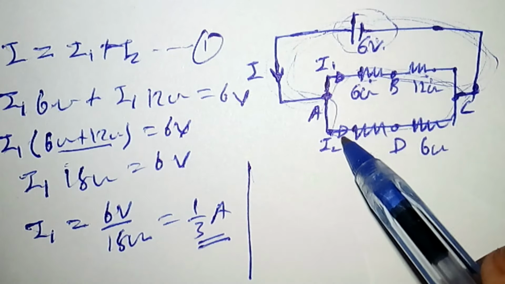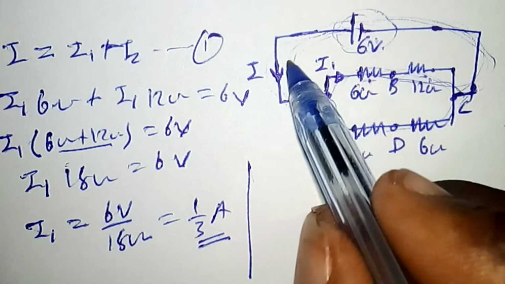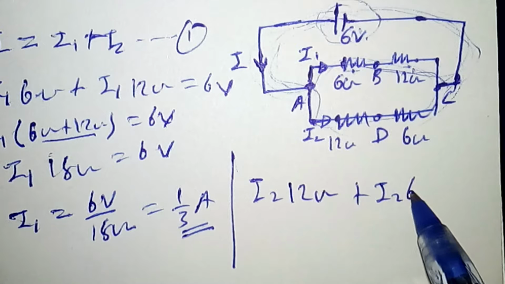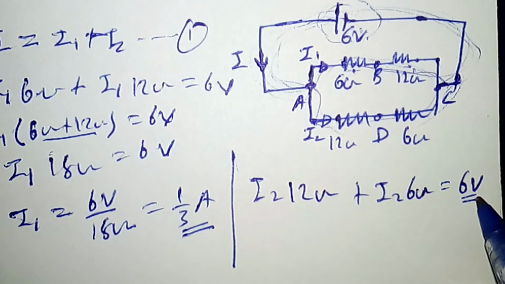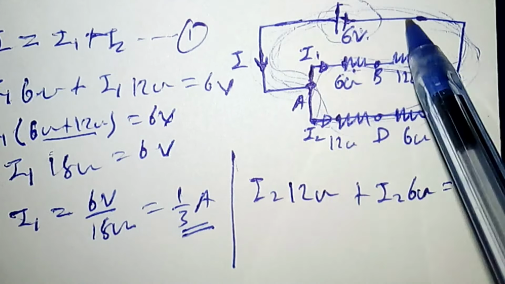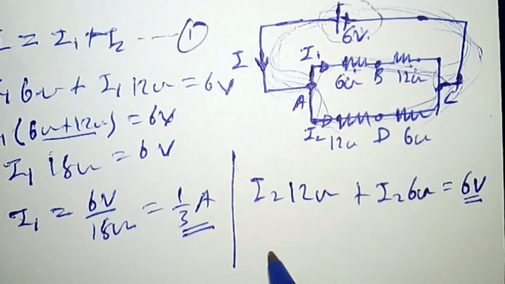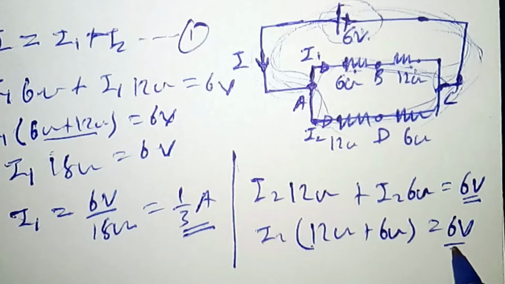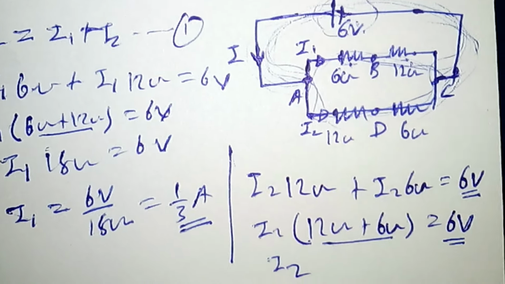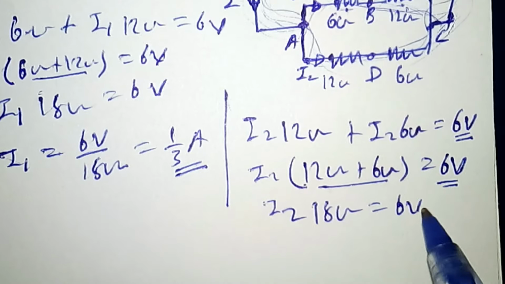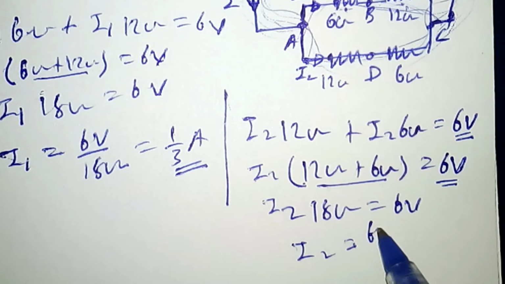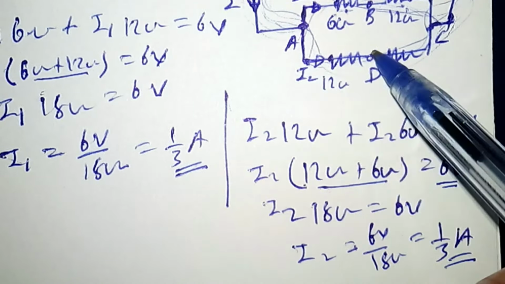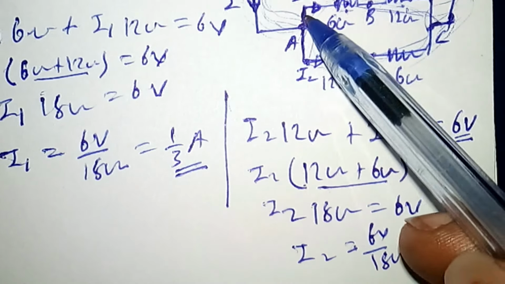Also, for the lower loop, the current passing through the lower resistors gives I2 times 12 ohm plus I2 times 6 ohm equals 6 volts. Taking I2 common, I2 times (12 ohm plus 6 ohm) equals 6 volts. This becomes 18, so I2 times 18 ohm equals 6 volts. Then I2 is 6 volts divided by 18 ohm, which is 1/3 ampere.